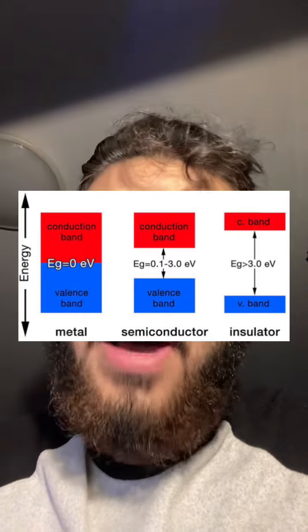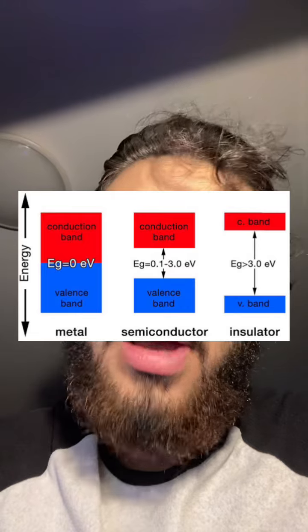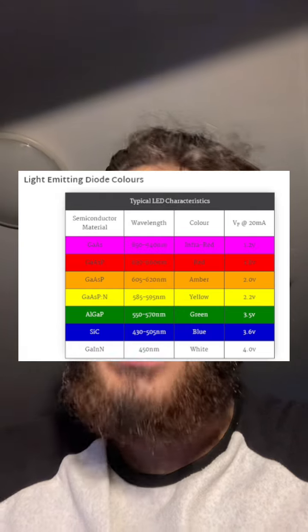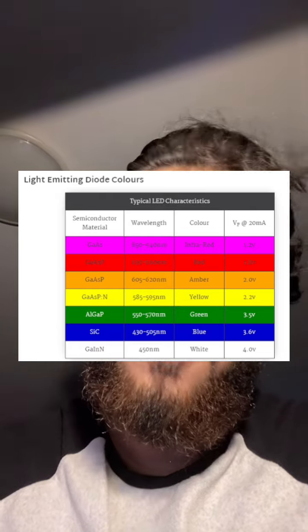Therefore, a red LED would have a band gap of 1.8 to 2 electron volts, meaning that your semiconductor material has to actually be capable of delivering that band gap. Same thing for the green LED. The green LED has a band gap between 2.2 and 2.4 electron volts.